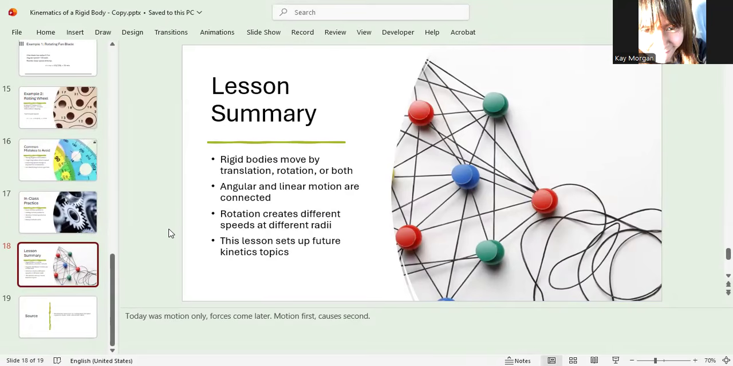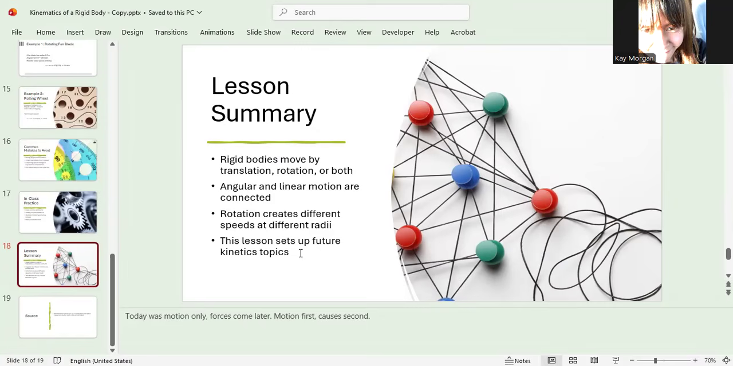The lesson summary: a rigid body moves by translation, rotation, or both, which is your general plane motion. Your angular and linear motions are connected, don't forget that. Rotation creates different speeds at different radii. And this lesson is going to set up future kinetics topics. We will relate kinematics to kinetics. If you know kinematics, it's really easy to figure out what causes that motion.